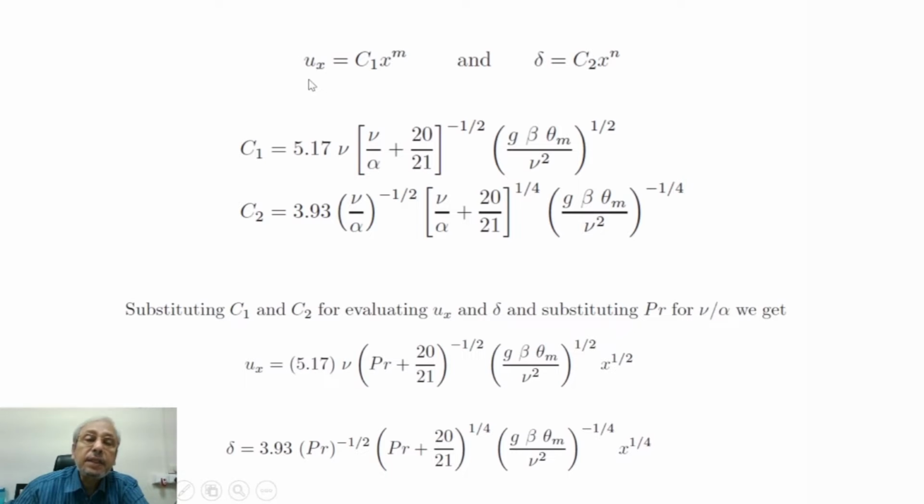the characteristic velocity in the boundary layer, is given by C1 x to the power m, and the growth of the boundary layer is given by C2 x to the power n.